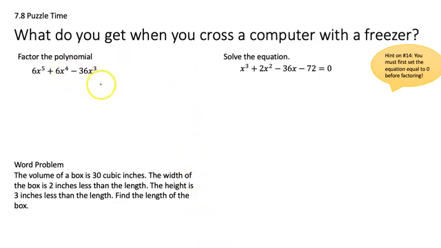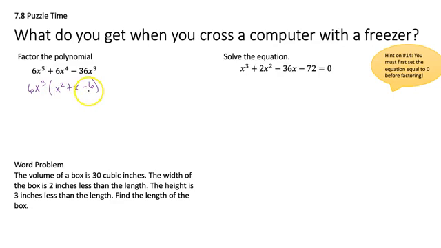So we're going to begin with our first one here. It says factor the polynomial. Remember, we're just trying to find, first of all, the GCF, which here is going to be 6. I know 6 can go into 6, 6, and 36. And we're going to take out the greatest common factor for my variables, which will be x cubed, which is now going to leave me with x squared plus x minus 6.